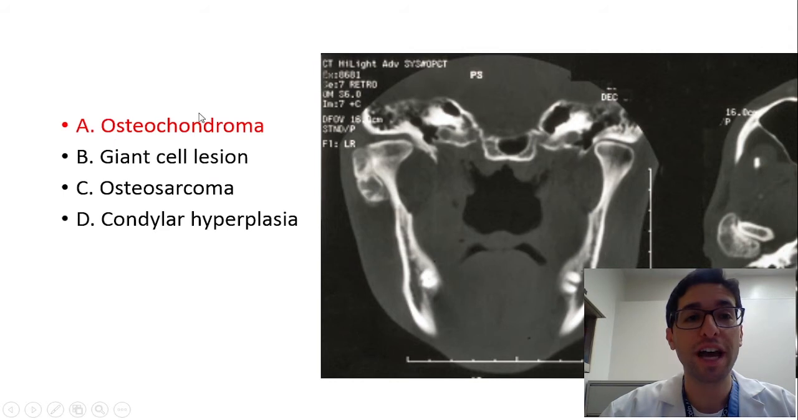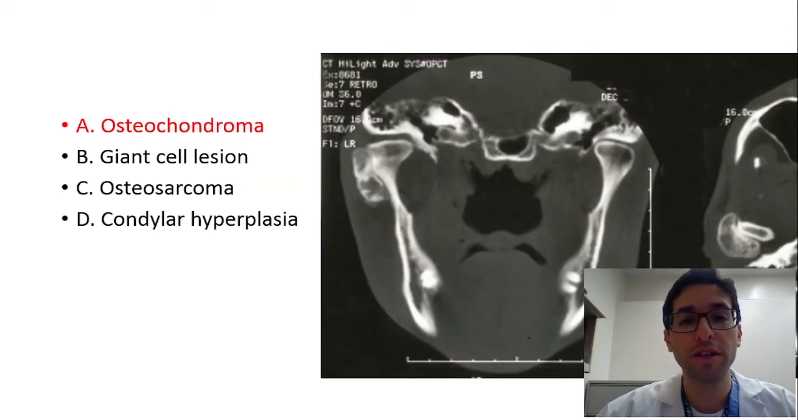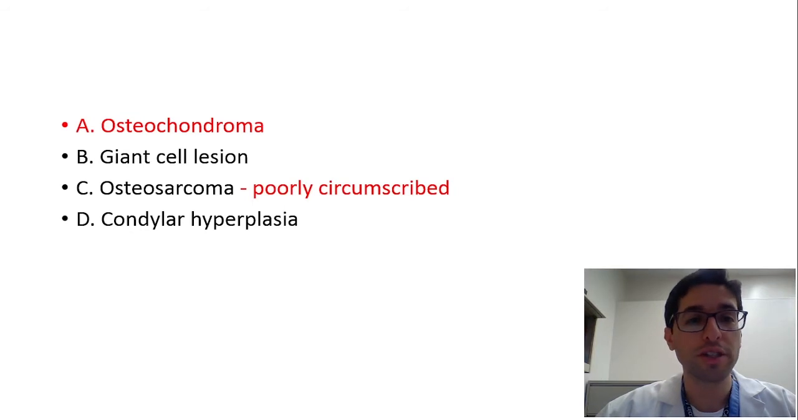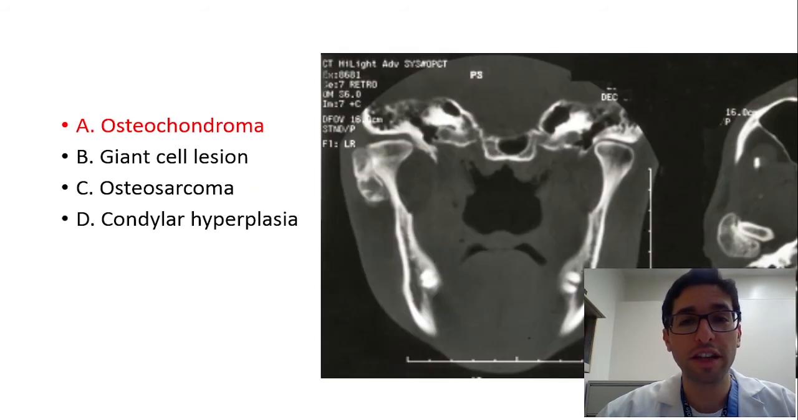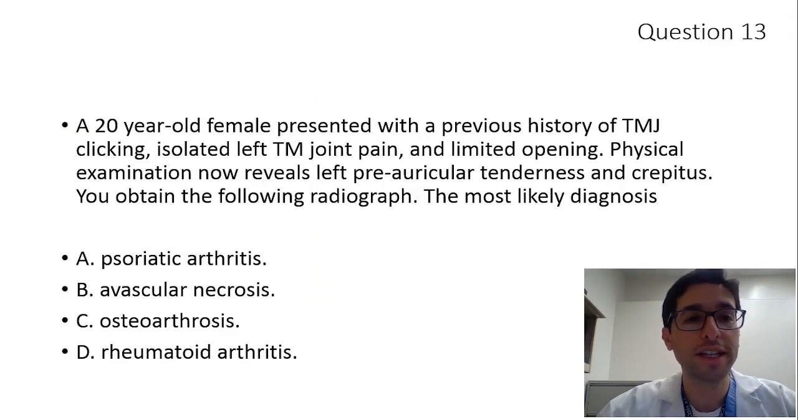The most common tumor is the osteochondroma. And if it was osteosarcoma, expected to be poorly circumscribed. So it's not osteosarcoma, and it's not condylar hyperplasia, even though it kind of sounds like it, because if you look at the picture, it just clearly is a tumor. So osteochondroma is correct. Question 13.